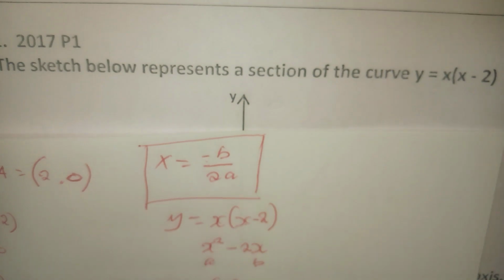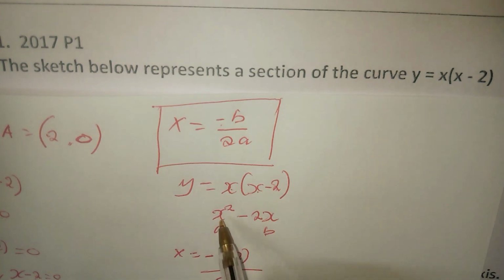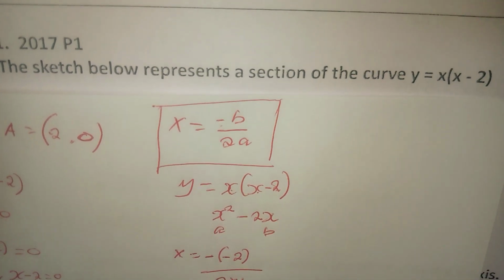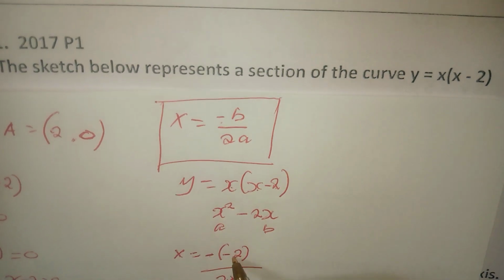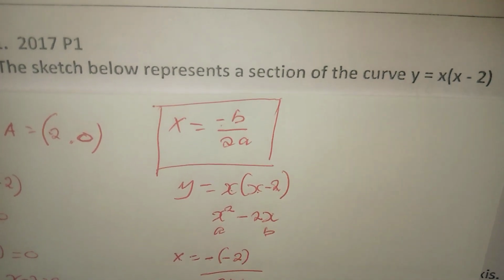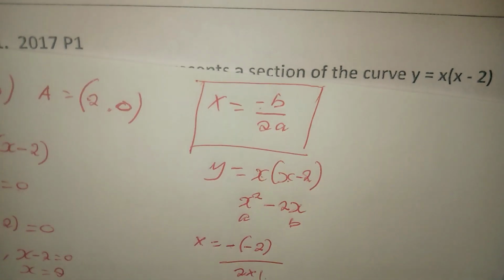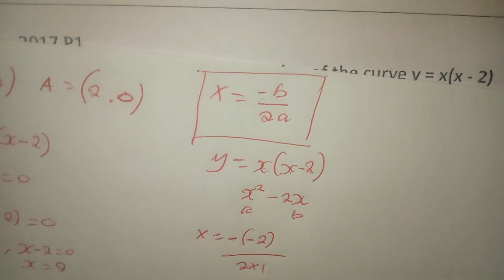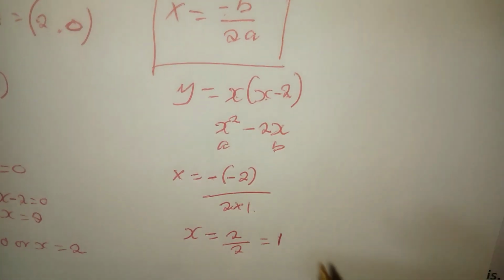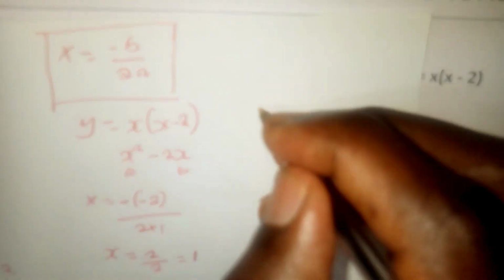The coefficient of this x is 1, so multiplied by 1. So x equal to negative multiplied by negative is positive, positive 2 over 2 multiplied by 1, which is 2, which will be 1. So x is equal to 1, like that. So if x is equal to 1, we need another value for y. So we're going to use the same equation.